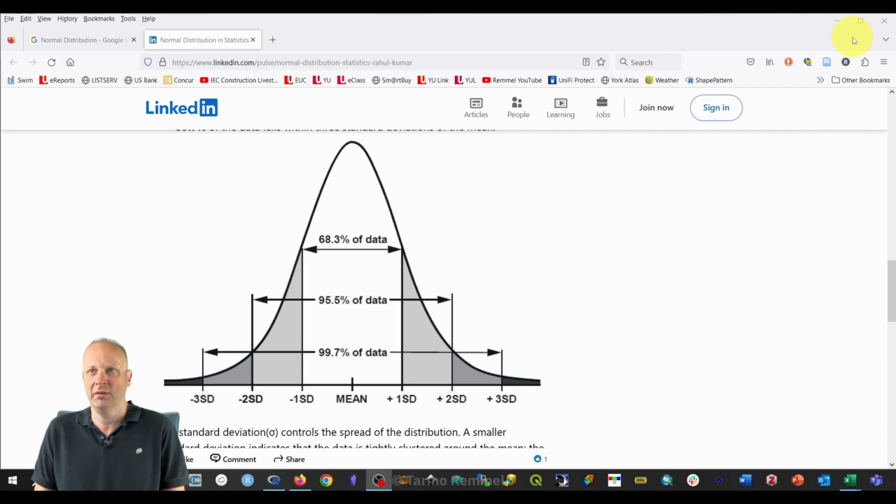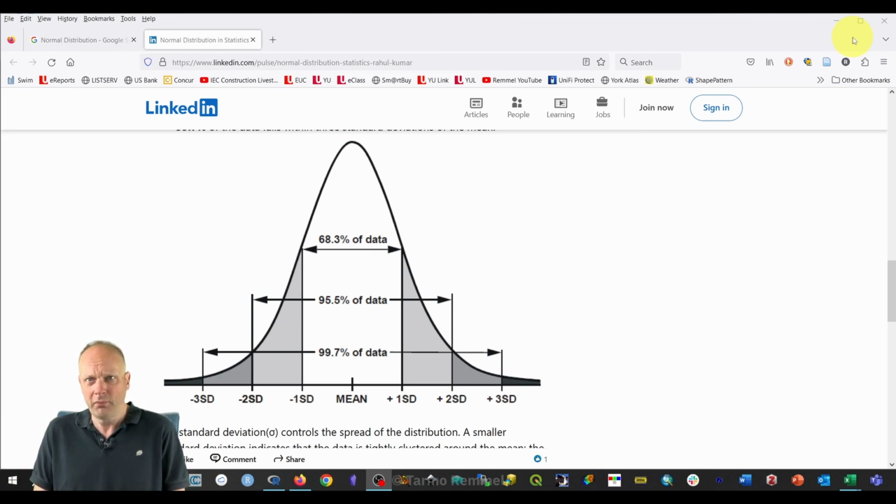On the screen behind me, I've simply pulled up something that I found online. It seems to me, looking up above, that it was posted on LinkedIn. But this figure is central to much of what we do in statistics. You'll find versions of this in your textbook. You'll find versions of this if you type in normal distribution online and look at any of the images that pop up.